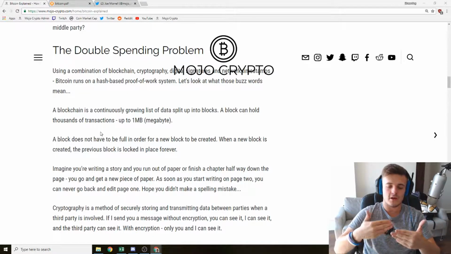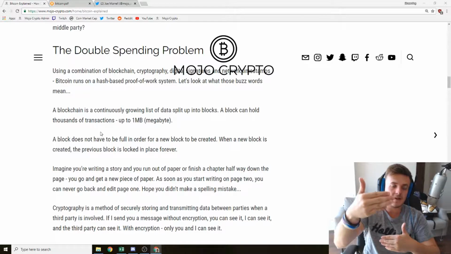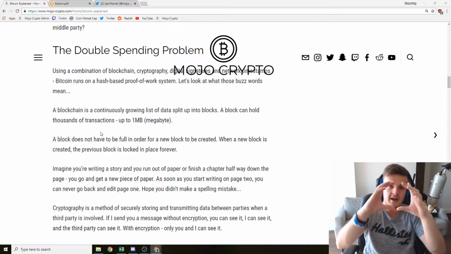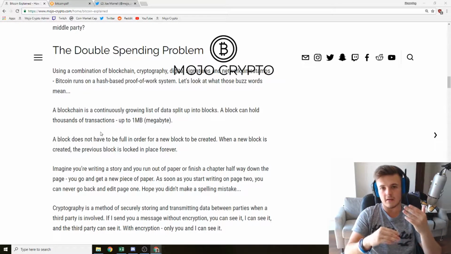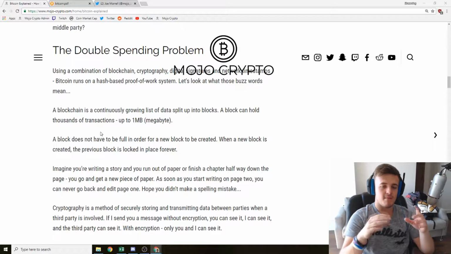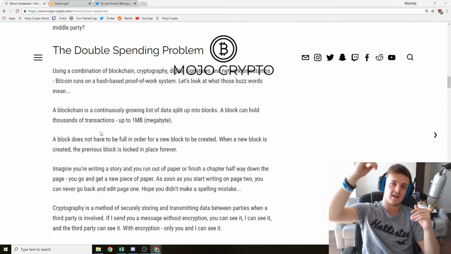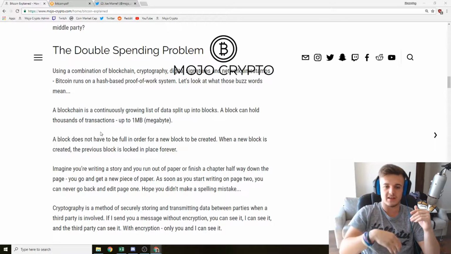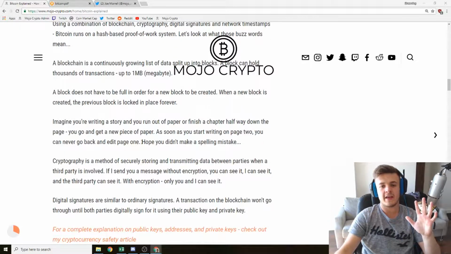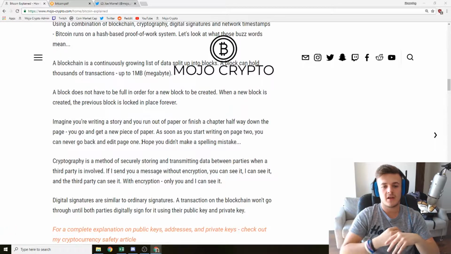So that's how it works. As soon as you're onto the second bit, you can never go back and edit it. And it requires an unfathomable amount of computing power to reverse that. And we're going to dive down into how ridiculous that amount of processing power is in a bit. So that's how a blockchain works.